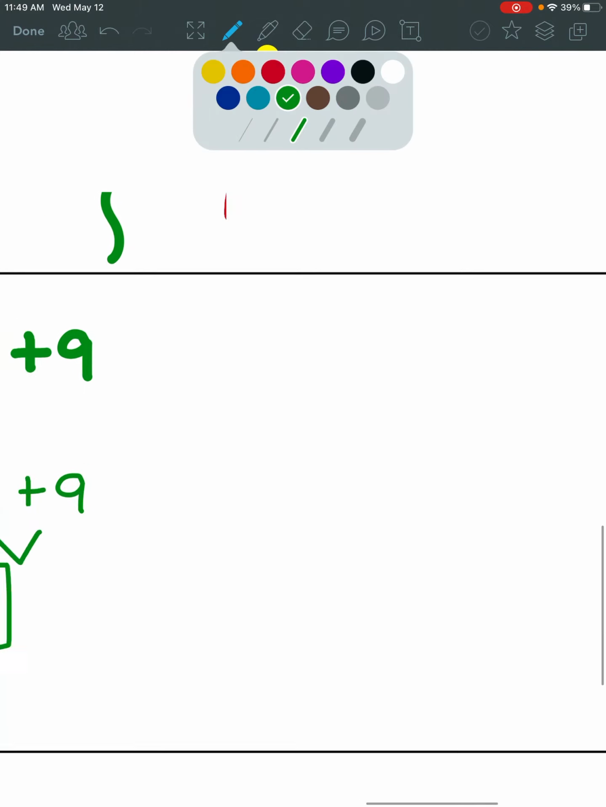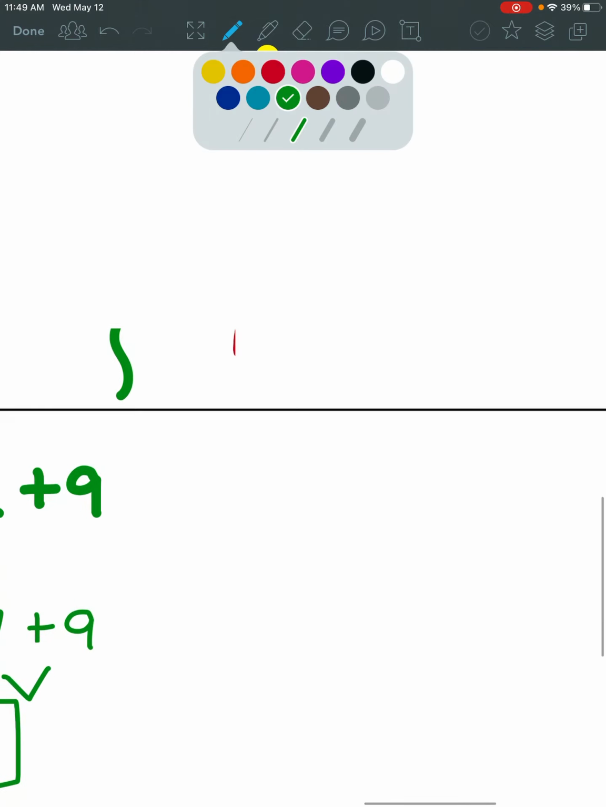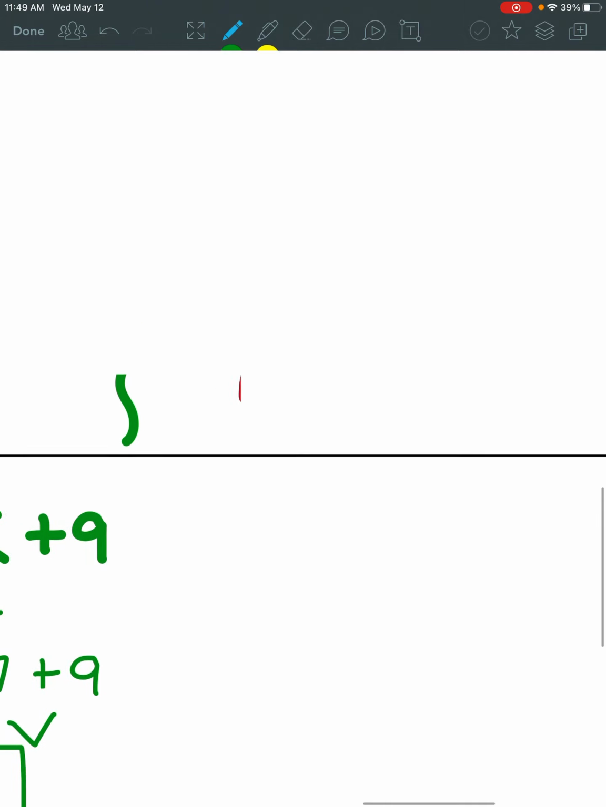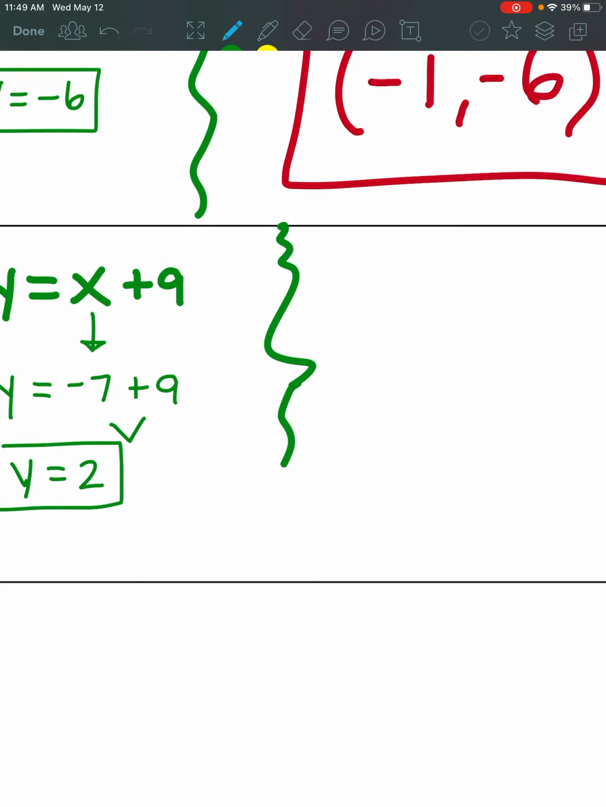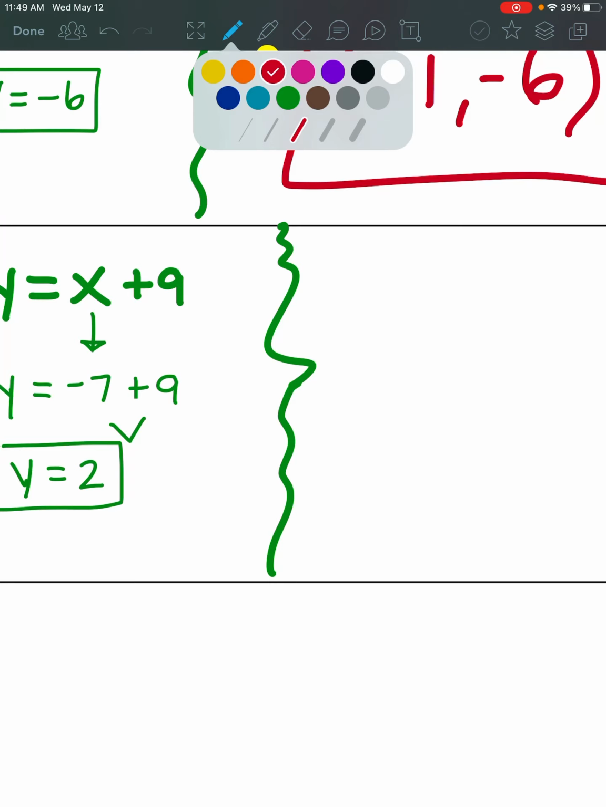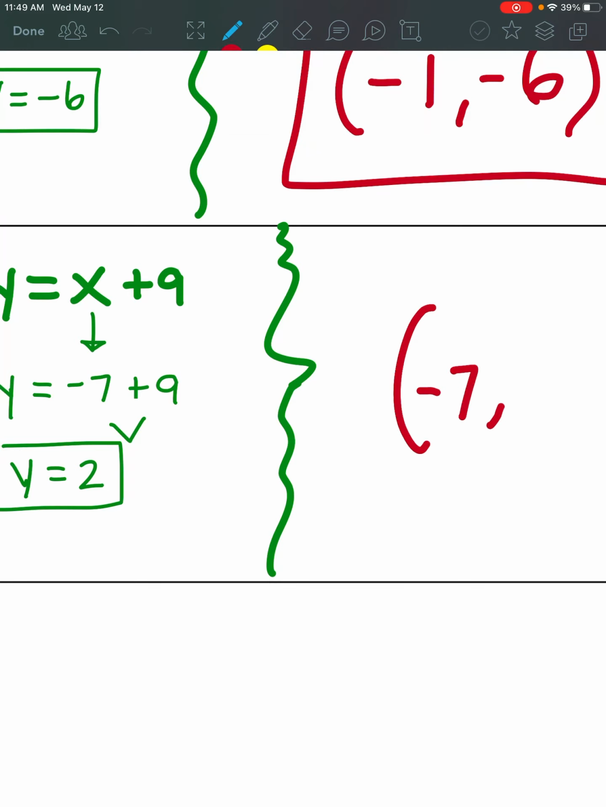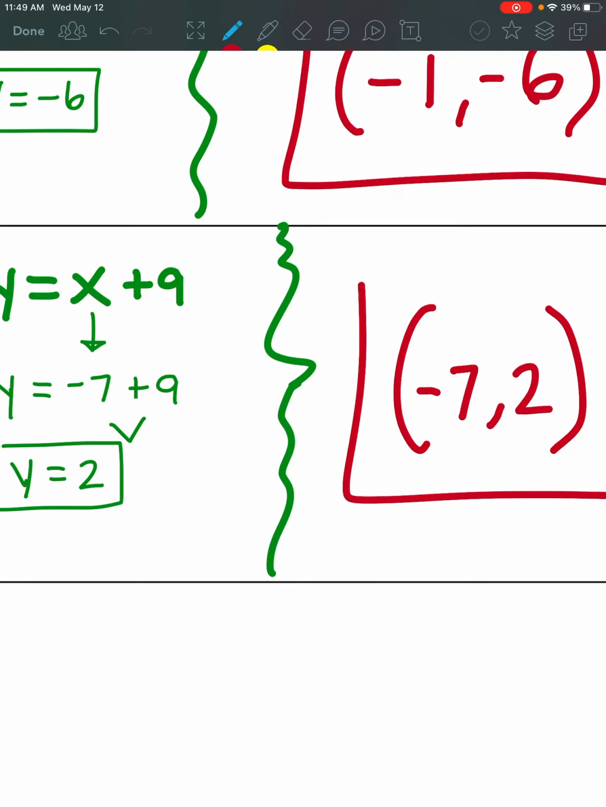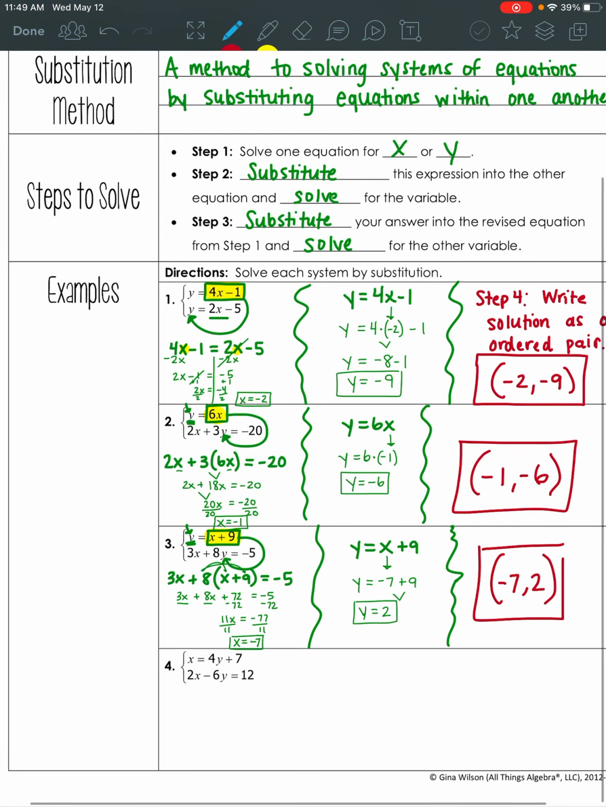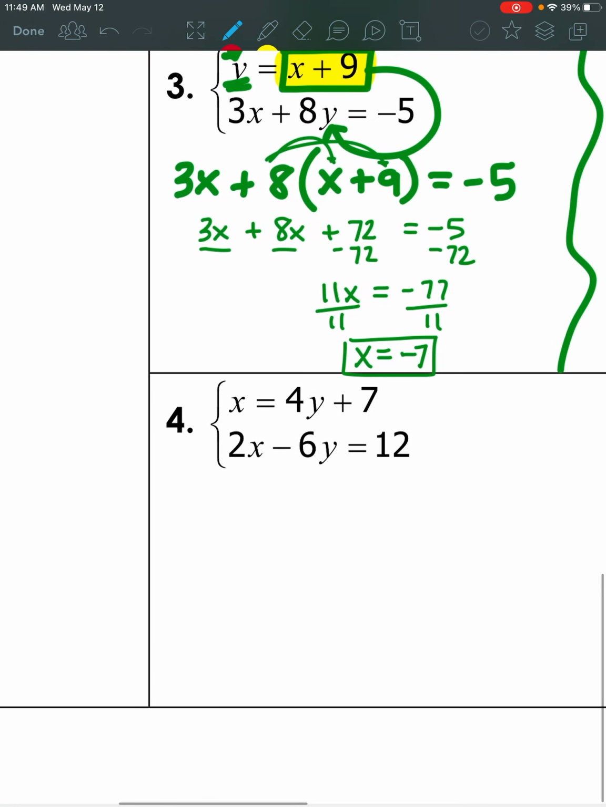And then last and final step. And write it as an ordered pair. So -7, 2. All right, awesome job. Last example.